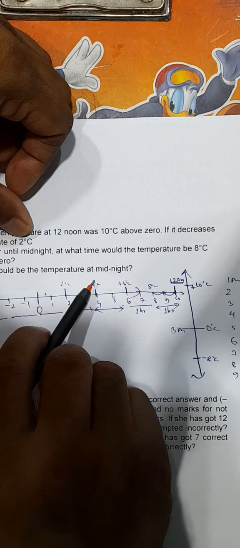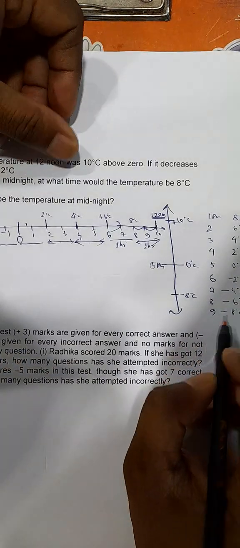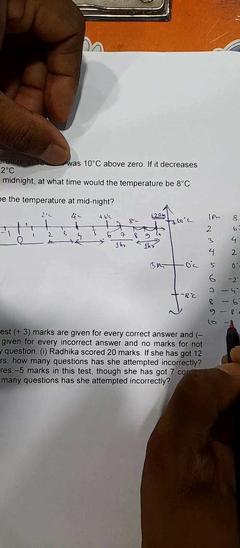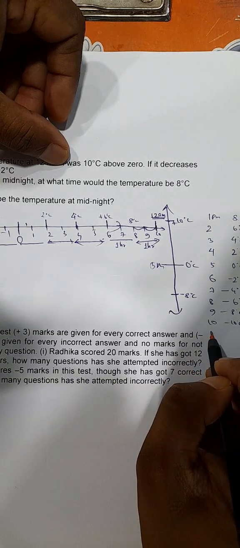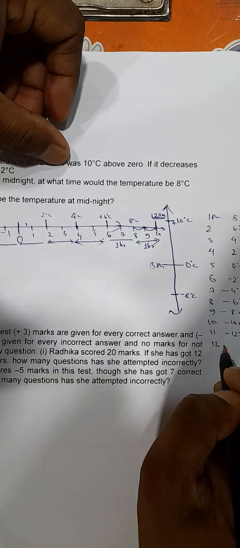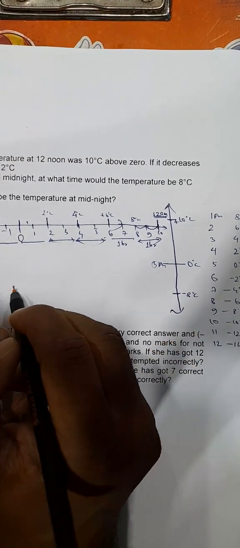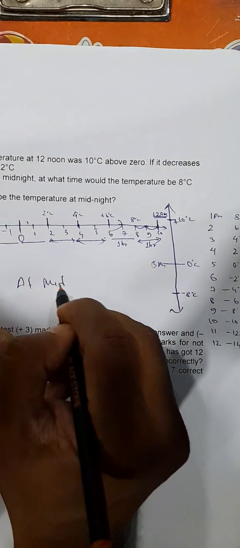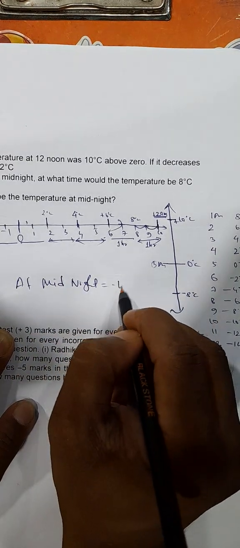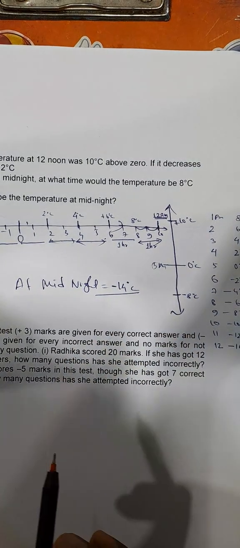What would be the temperature at midnight? Now you see at 9 p.m. the temperature is minus 8 degrees Celsius. 10 p.m. it is minus 10 degrees Celsius. 11 p.m. it is minus 12 degrees Celsius. 12, minus 14 degrees Celsius. So at midnight, the temperature will be minus 14 degrees Celsius.